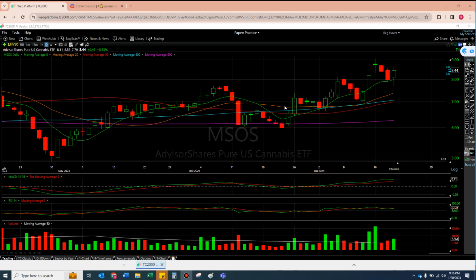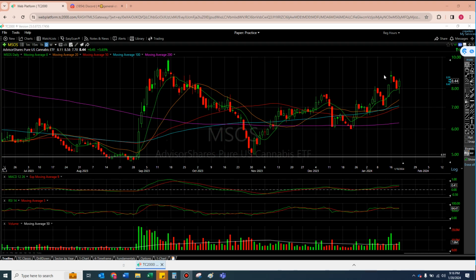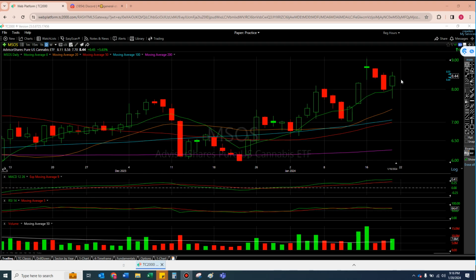So even though this isn't that magical string of green all the way up, like we just saw right here, this is good. And again, for me, it's the way it's just bouncing off and riding that 8 moving average. It's going, it's coming, it's going, it's coming. I'm okay with that. That is a very healthy way to go up. This allows it to be a little more sustainable.